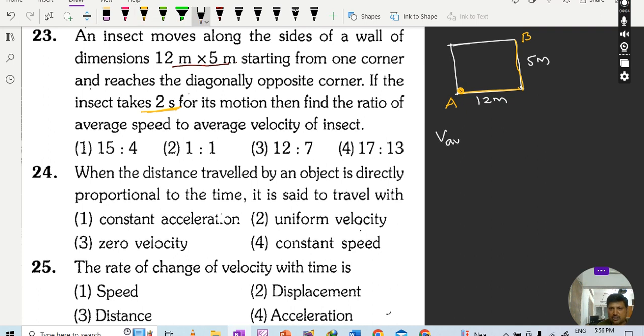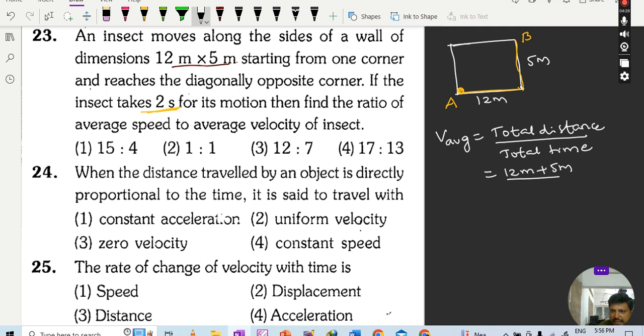So my dear children, already we know very well, average speed is equal to total distance by total time taken. Total distance means the actual length covered by the body. Here the actual length is 12 meter plus 5 meter, that is 17 meter. Then total time taken: it takes 2 seconds. So that is equal to 17 meter per 2 seconds. This is the average speed.